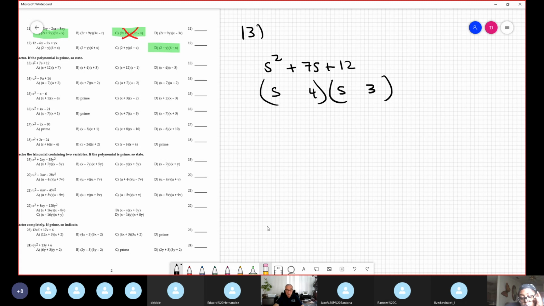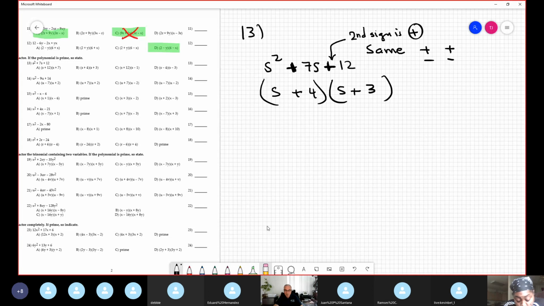Okay, and the sign is positive. It's positive because this sign is positive. Let me analyze the problem of the sign, but not in too much detail. Let me call one the first sign and the other the second sign. When the second sign is positive, that means that we have the same sign, so plus or minus.